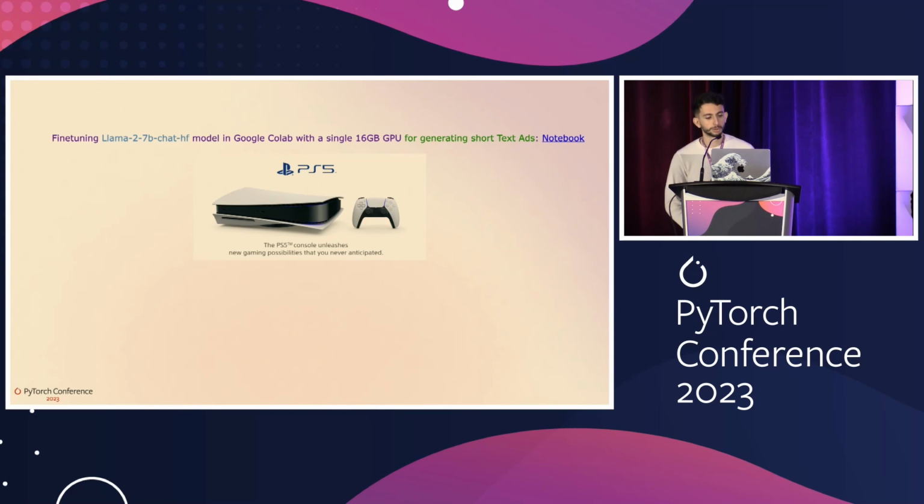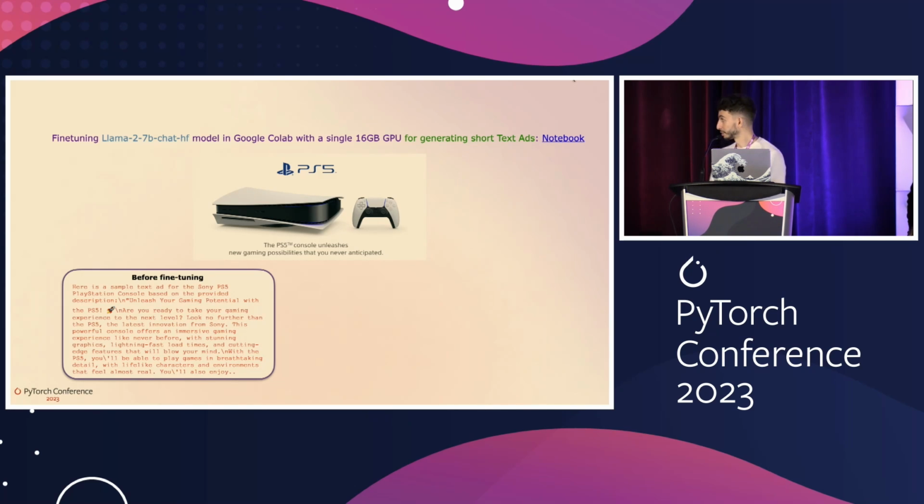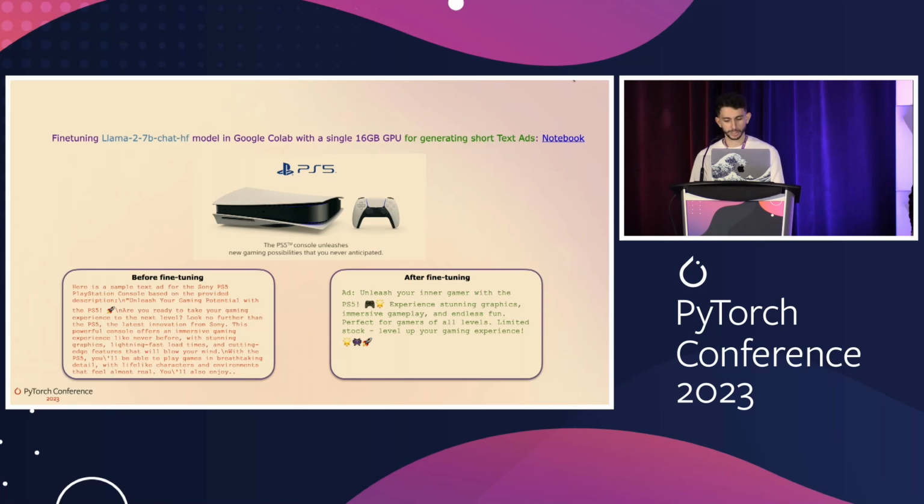We also exposed a Google Colab notebook on fine-tuning LLaMA 2 7B chat for generating short text advertising. To give an example, we ask the model to generate some advertising around the PS5 from Sony. As you can see, before fine-tuning, the model somehow, I would say, hallucinates a bit and generates a lot of text. The advertising is not really consistent. Whereas after fine-tuning, the advertising is much more consistent. It's much more compact as well, and even in terms of content, it's pretty nice. We exposed this notebook, and we also share a link on the last slide for anyone interested in reproducing this experiment.